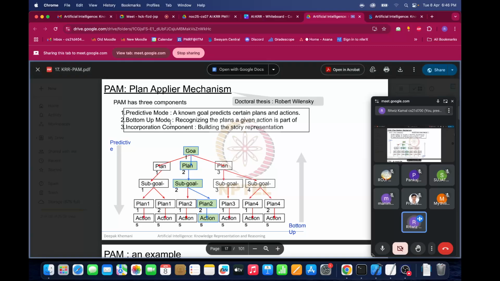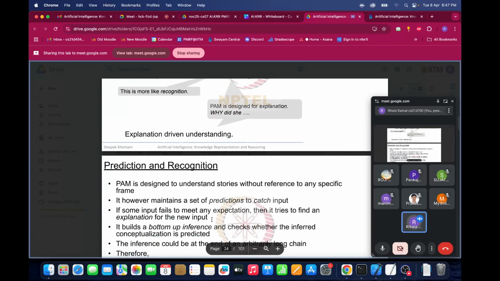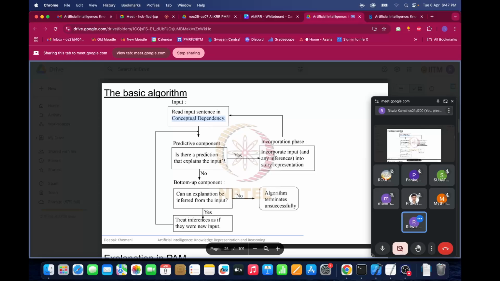There's another component which is the bottom up mode, which starts from an action and then thinks about what are the plans that this given action could be a part of. Given these two components, there's a third component which builds the story representation using the first two. Now coming back to the block diagram, first we go to the predictive component. If there is a prediction that explains the given sentence that we use as an input, then we incorporate that input into our story representation.